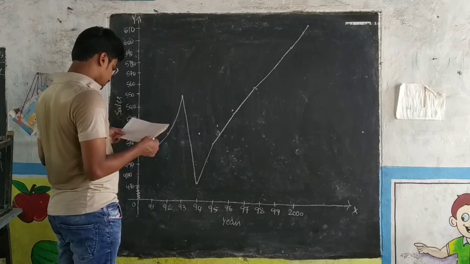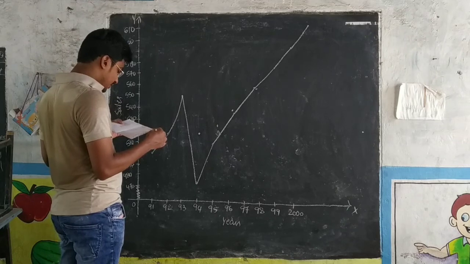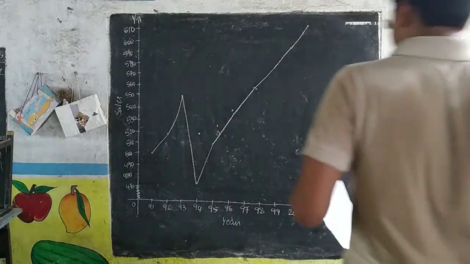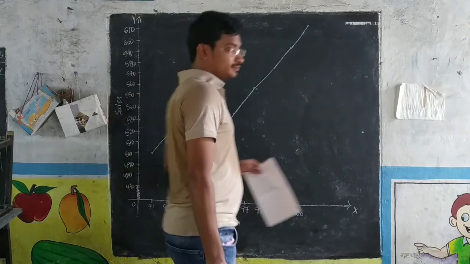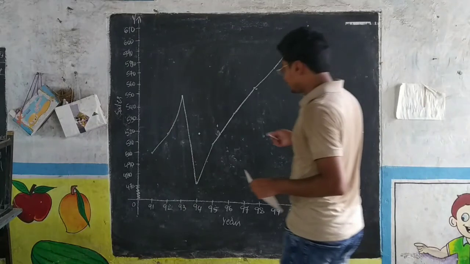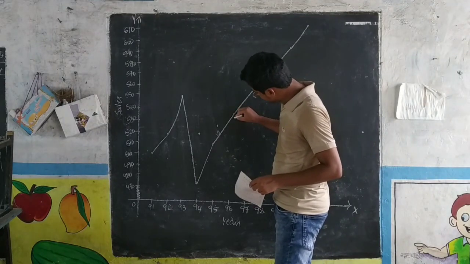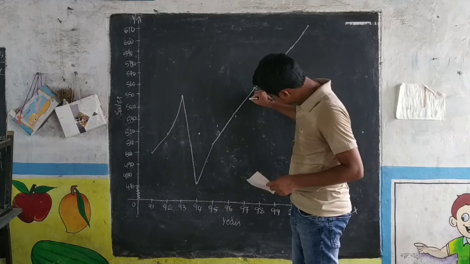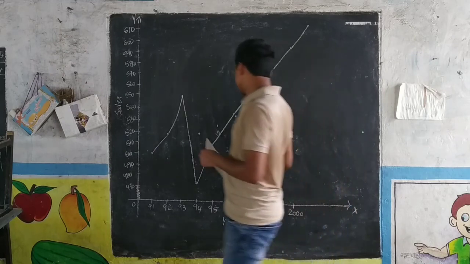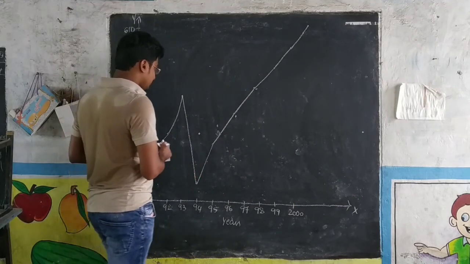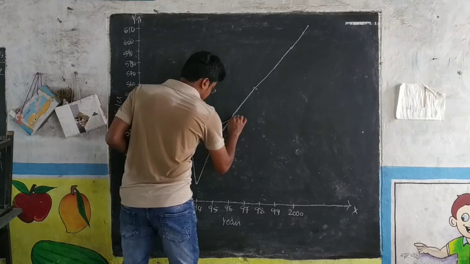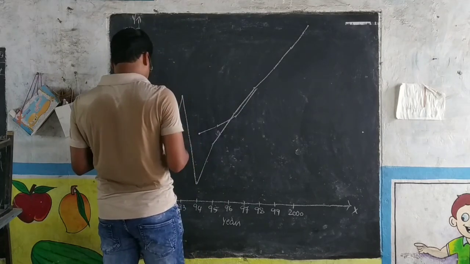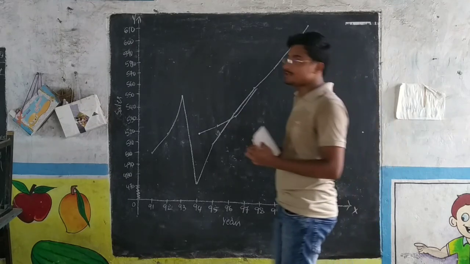1996, 536. 1997, 551. This is the trend line. This is the 6-yearly moving average.